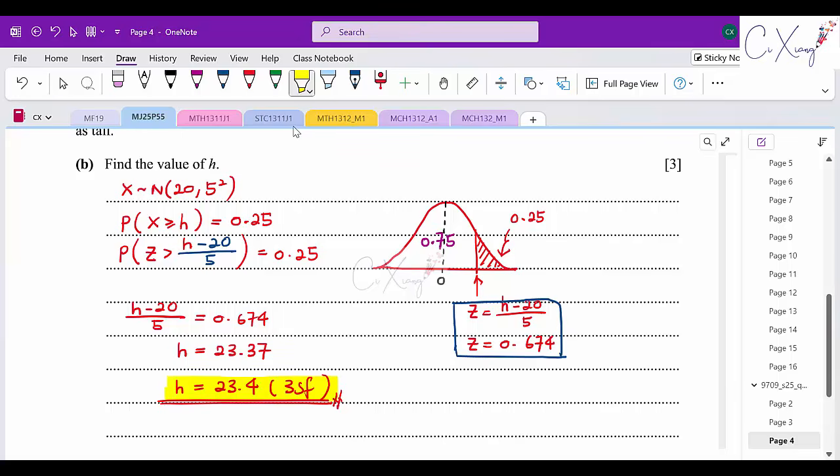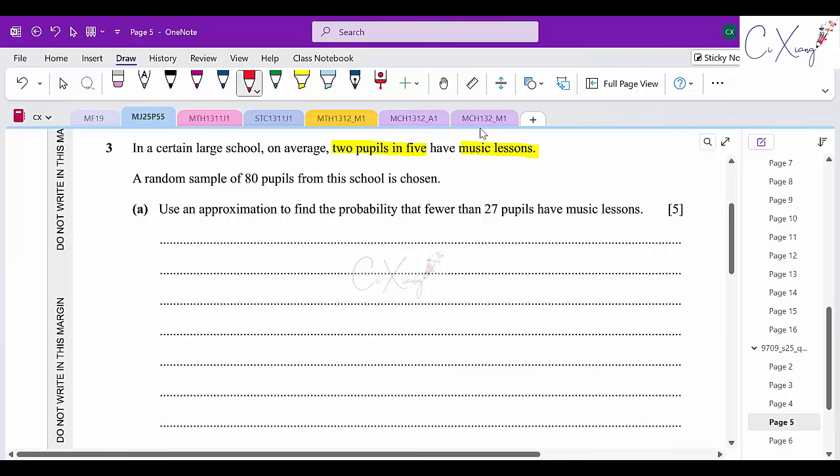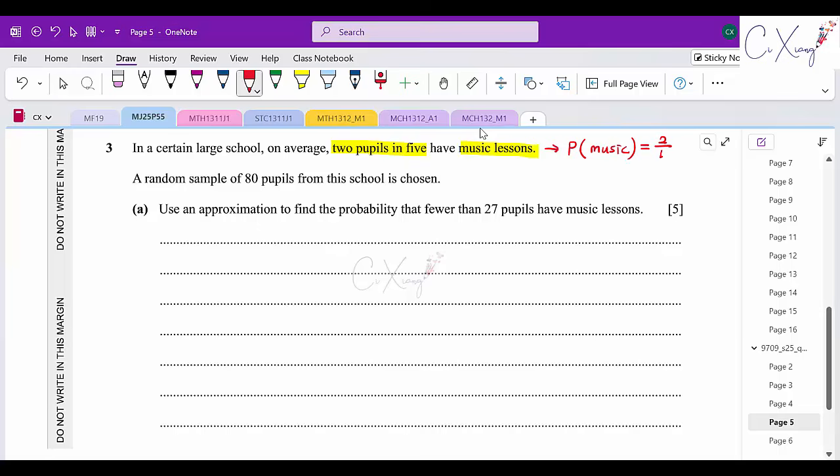Alright, so this is how we solve this question. So question number 3. In a certain large school, on average, 2 pupils in 5 have music lessons. Okay, from this sentence, I know that the probability of a student having a music lesson is 2 out of 5, so 2 over 5. Now you have a random sample of 80 pupils. Then use an approximation, highlight the keyword approximation, to find the probability that fewer than 27 pupils have music lessons.